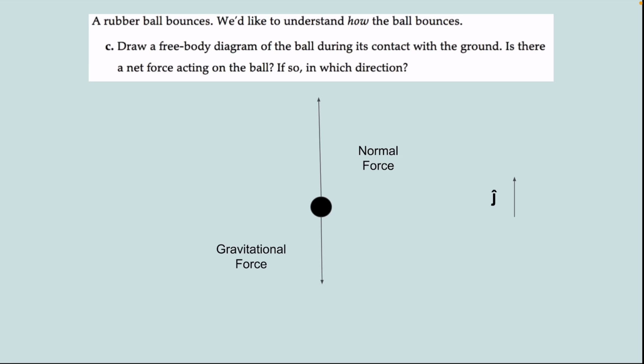C. Draw a free body diagram of the ball during its contact with the ground. Is there a net force acting on the ball? If so, in which direction? So yeah, this is the free body diagram, which shows gravitational force downwards and normal force upwards. And there is a net force acting on the ball during this contact the ball has with the ground, and that net force is going to be upwards, which means that the surface is exerting more force on the ball than gravity.